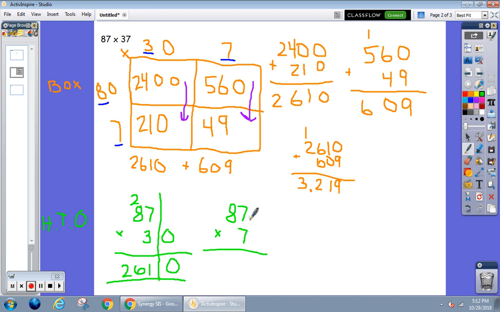And over here, I have 7 times 7 is 49. 9. Bring my 4 up top. 8 times 7 is 56, plus 4 is 60. So I get that same 609 as up top. I'm not going to rewrite it, but you can see I have 2,610, 2,610, 609, 609. Add them together, you get the same thing, 3,219. So whichever way works for you, whichever strategy is good for you, that's what I want you to use.